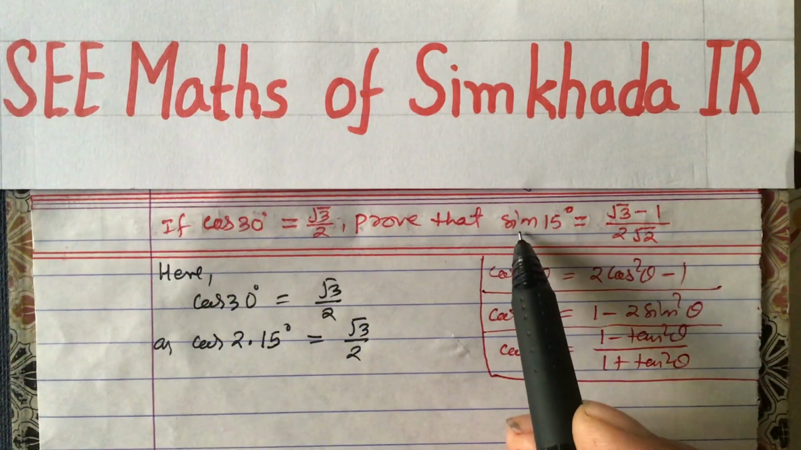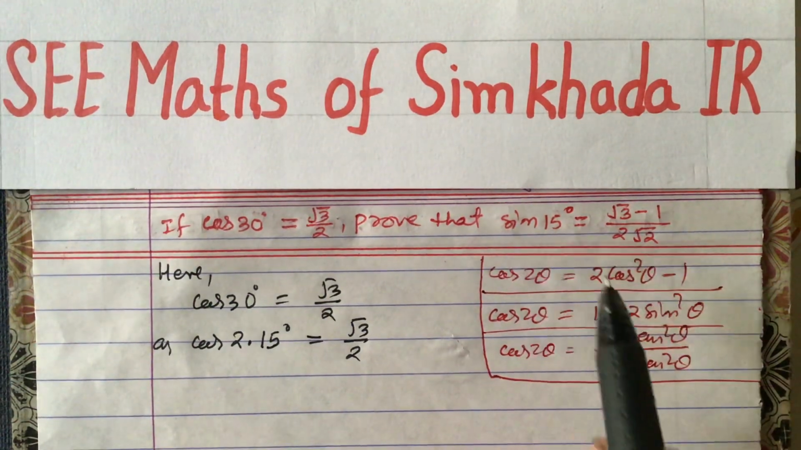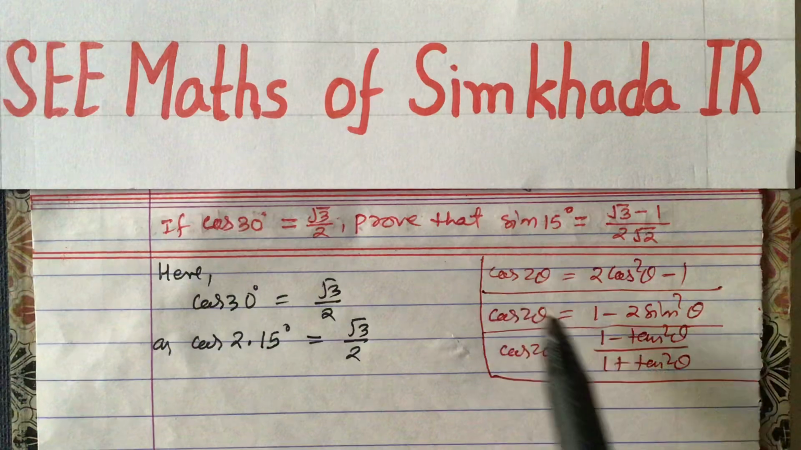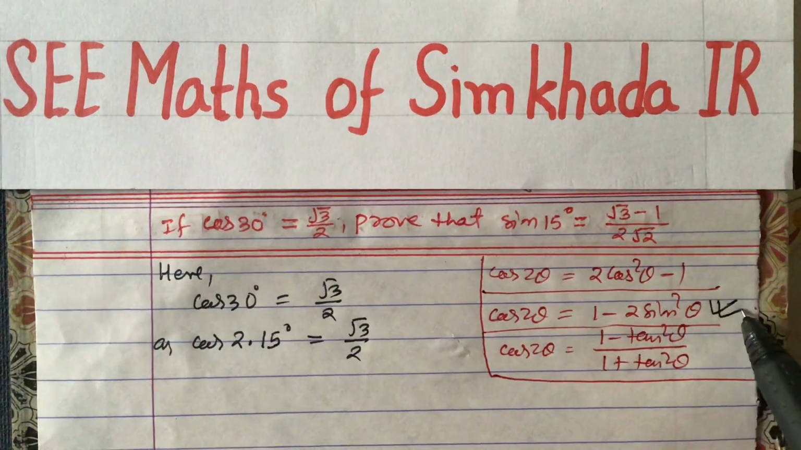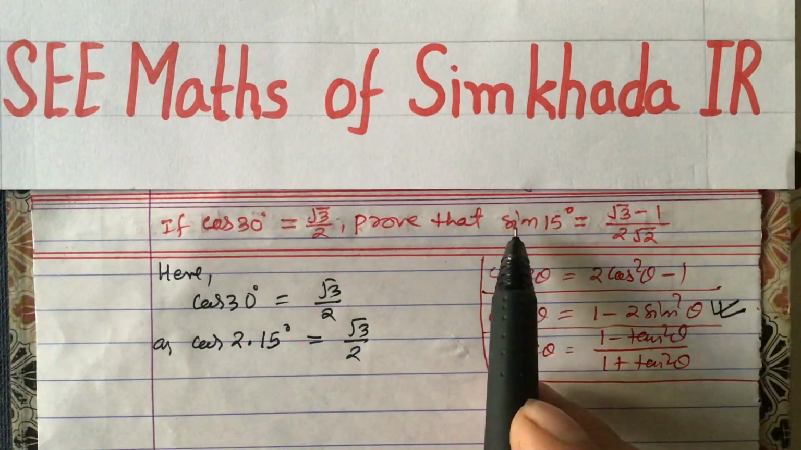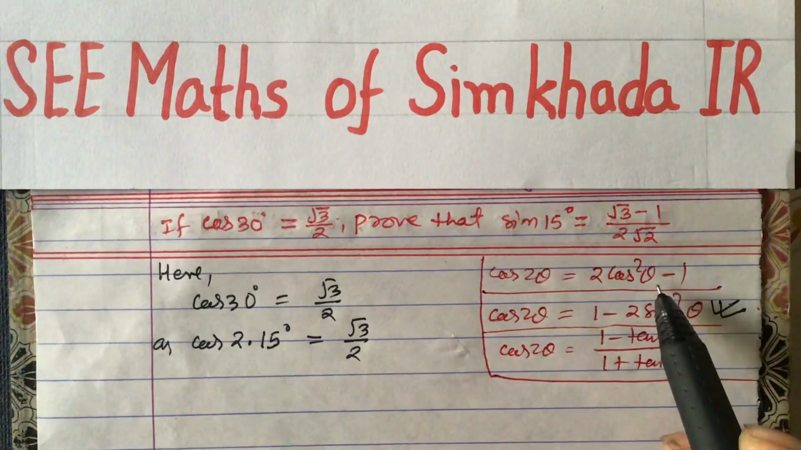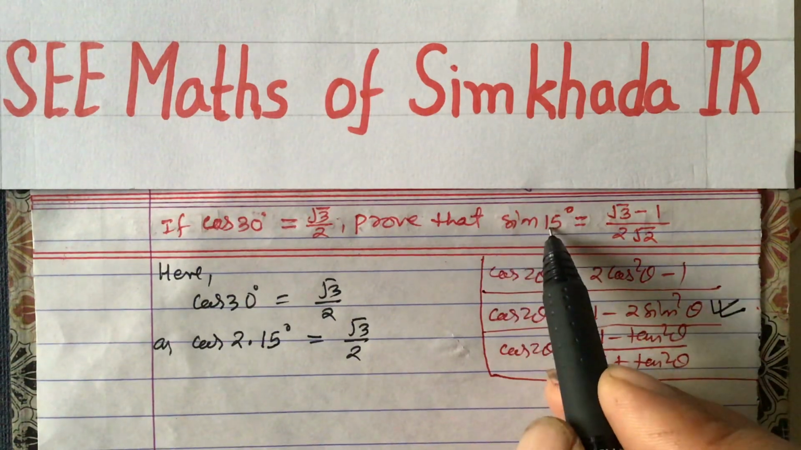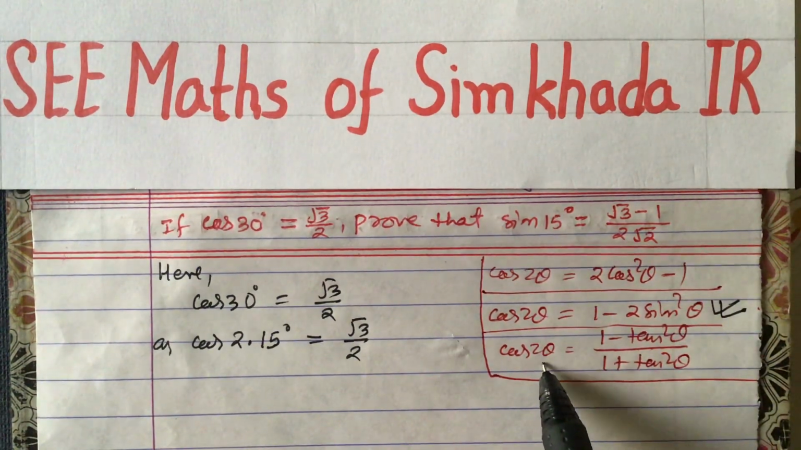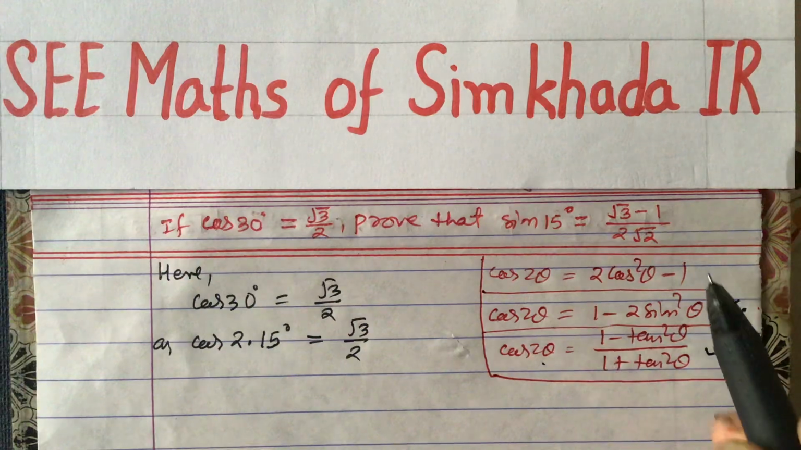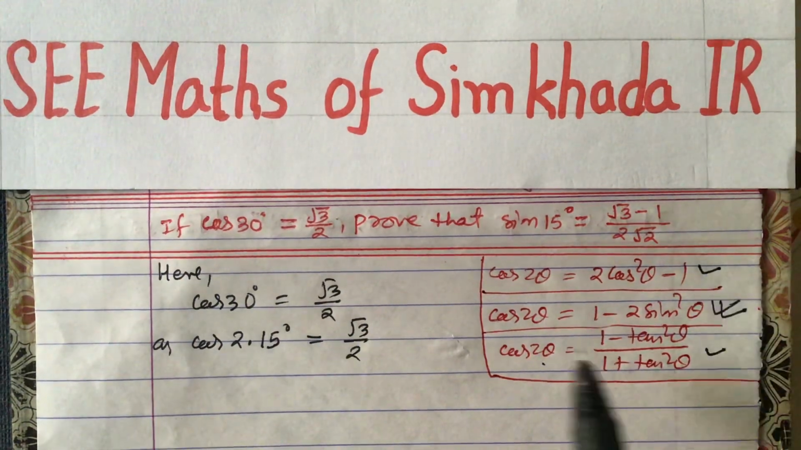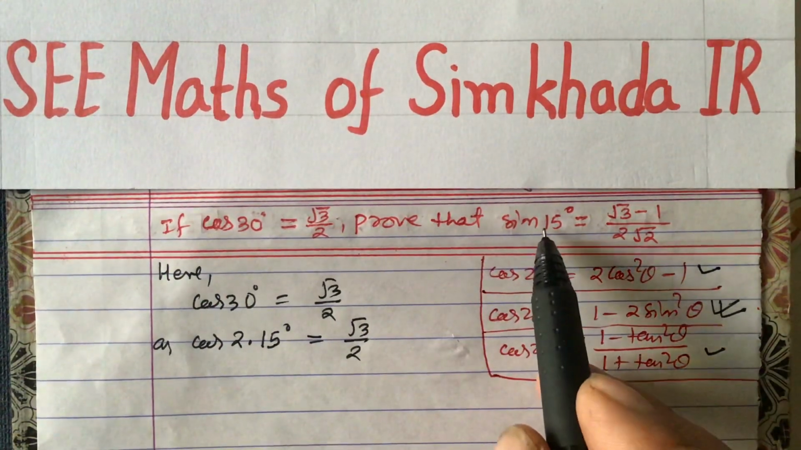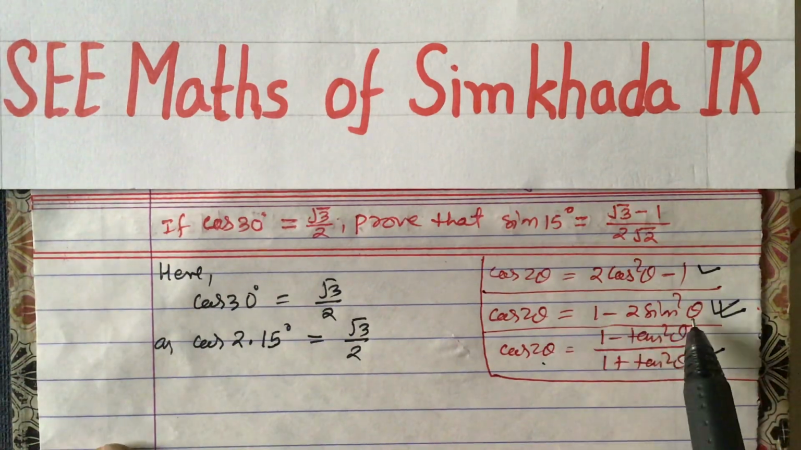If we have to find the value of sine 15 degree, then we have to choose the formula of cos 2 theta in terms of sine. This one we have to choose. If you are asked to find cos 15 degree, then we will choose the cos 2 theta formula in terms of cos. If you are asked to find tan 15 degree, then we will choose the formula of cos 2 theta in terms of tan. Okay, understood? So here we have to find sine, so let us choose the formula in terms of sine.